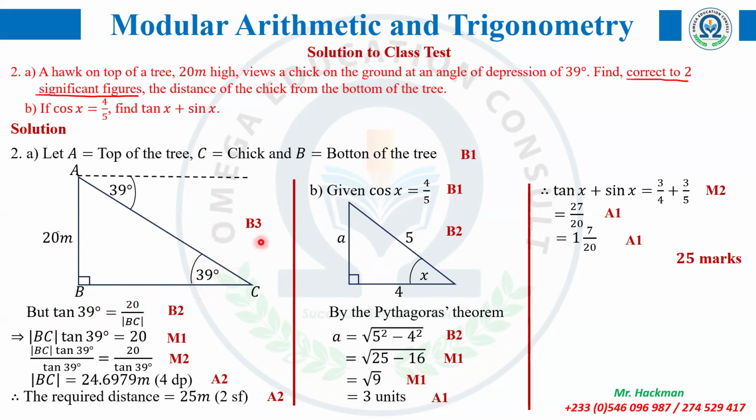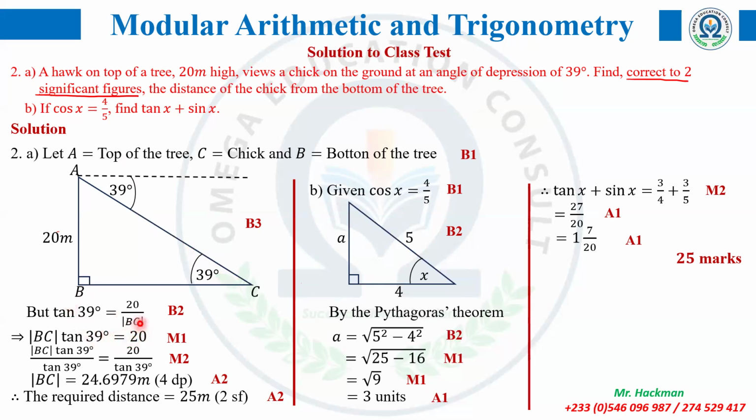If you're able to draw this, you can see the marks there. Tan 39 degrees is equal to opposite over adjacent. So opposite is 20 over adjacent, which is the length of BC. Then what are you looking for? You are looking for BC.